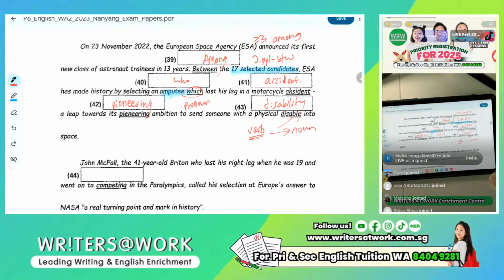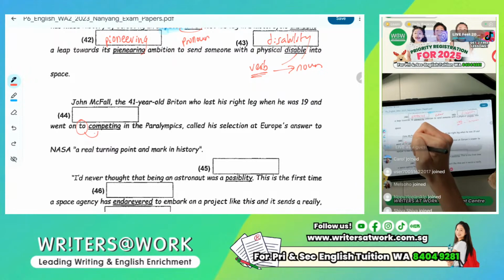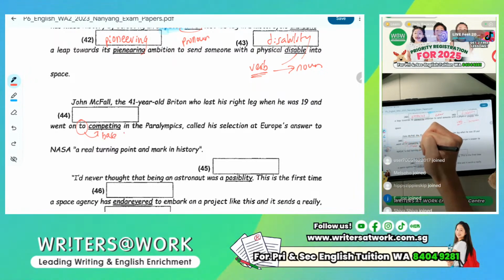Now let's take a look at question 44. John McFall, the 41-year-old brilliant who lost his right leg when he was 19 and went on to dash in the Paralympics, called his selection, Europe's answer to NASA, a real turning point and mark in history. To, the next word must always be the base form. So it will be to compete.